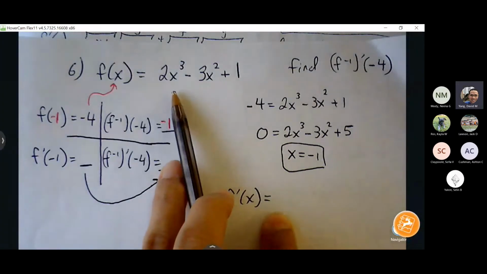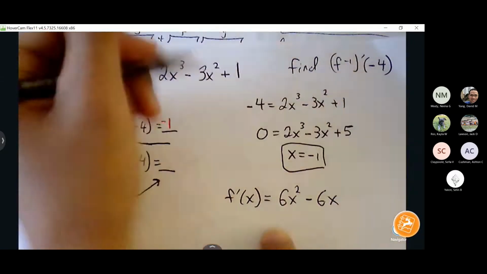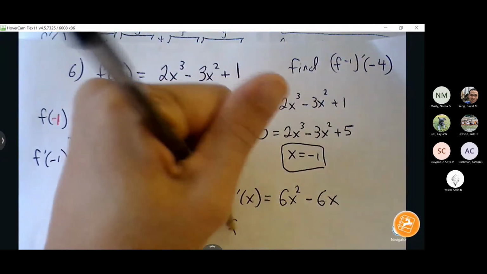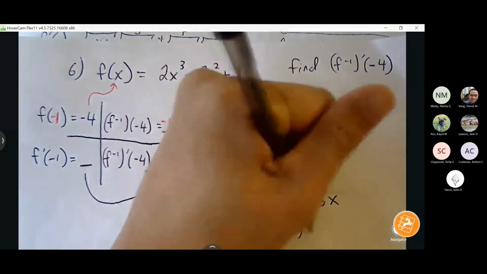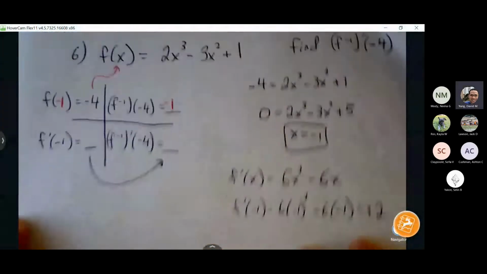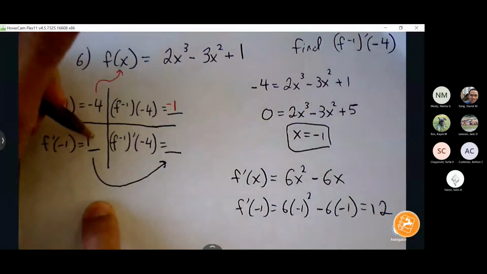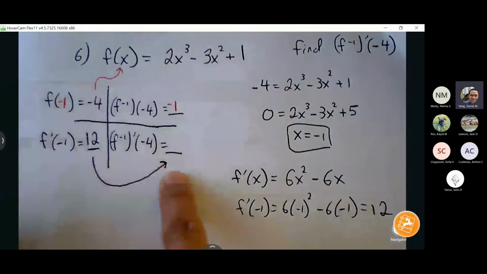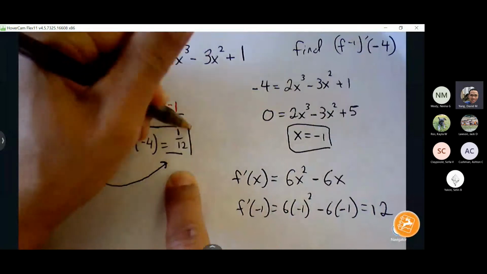That's f prime of x. What did you guys get? Cool. So if the slope of this graph is 12, then the slope of the other graph at this corresponding point must be 1/12. That's the answer.